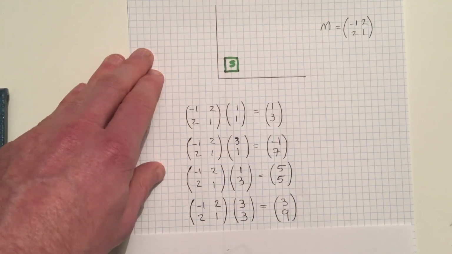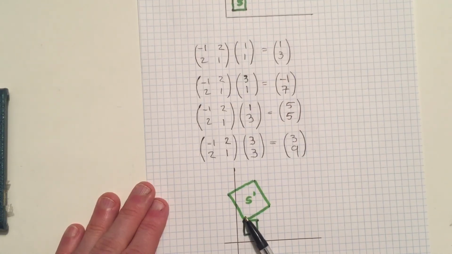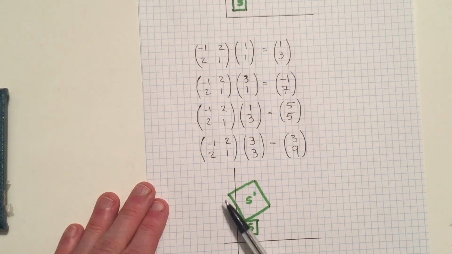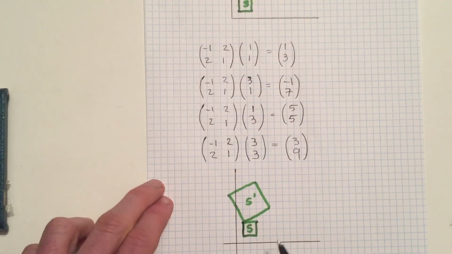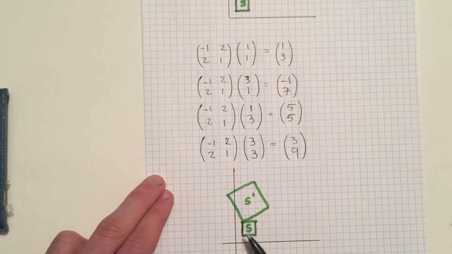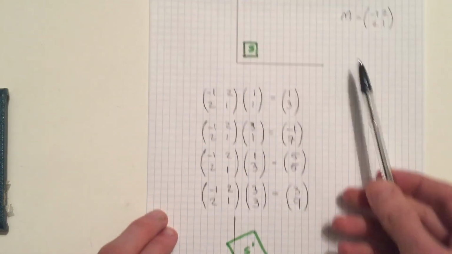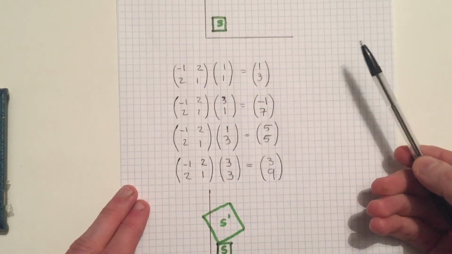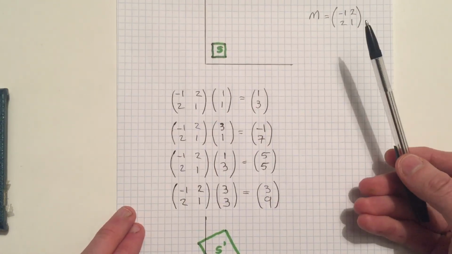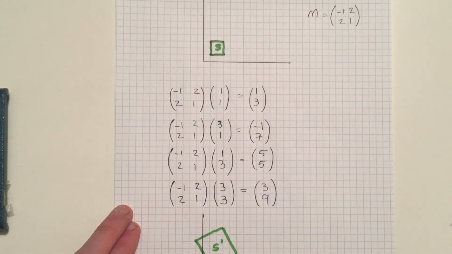So plotting all of these new coordinates, I have the 1, 3 here, I have the -1, 7 here, I have the 5, 5 here, and the 3, 9 here. And so what we can see here is that not only has the shape S, the square S, been enlarged, it's also been rotated a little bit as well. So this matrix here represents a combination of different transformations. The precise details of those transformations are not important at this stage. We'll cover that in more detail in a later lesson.